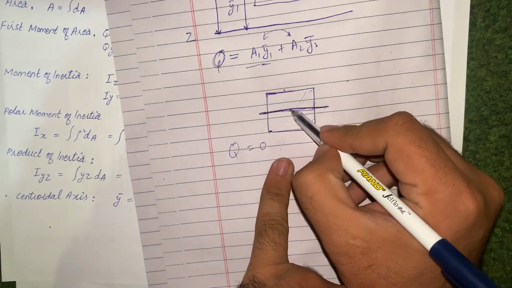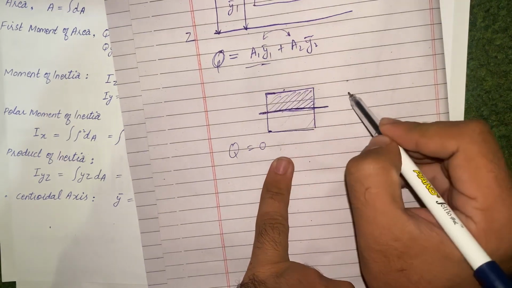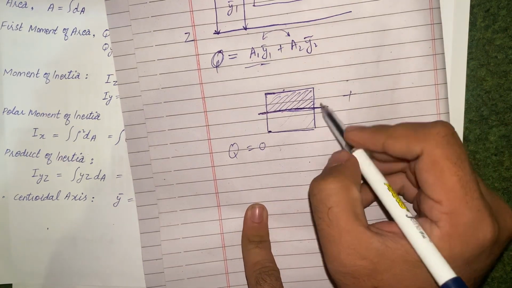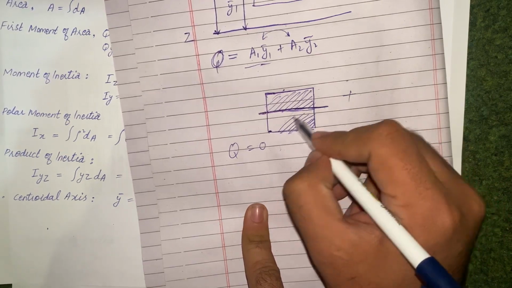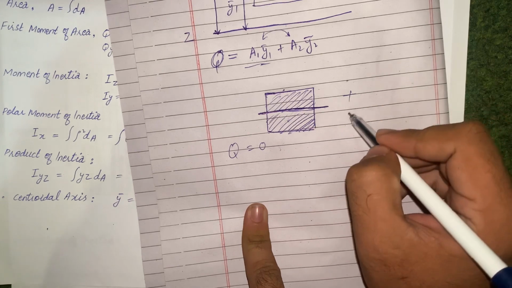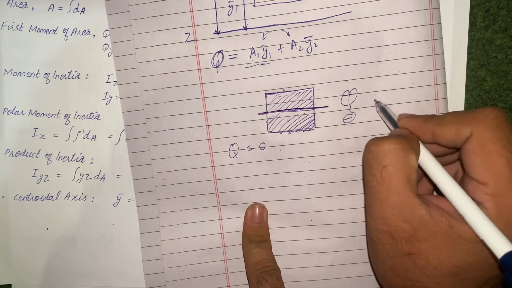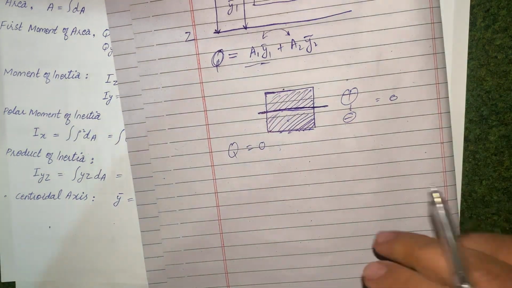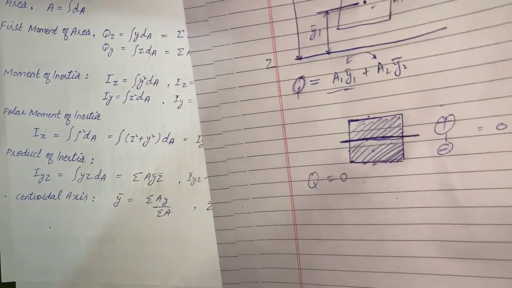For example, if we calculate the first moment of area for this section, it will have some positive value, and in a similar manner, if we calculate the first moment of area for the lower region, it will also have some value, but negative. When we add both, it comes out as 0. So the first moment of area for the whole section about the centroidal axis is 0.